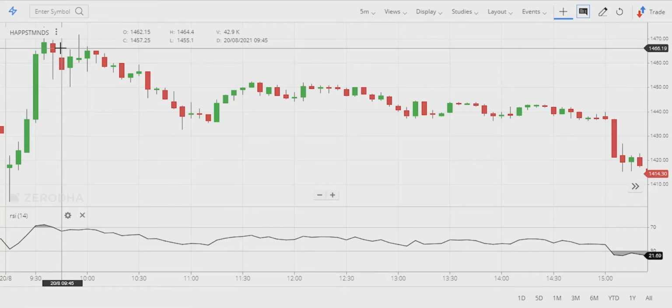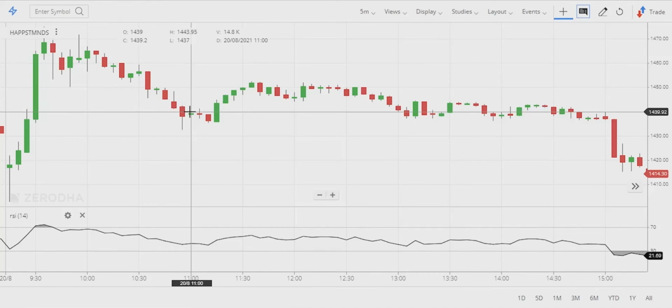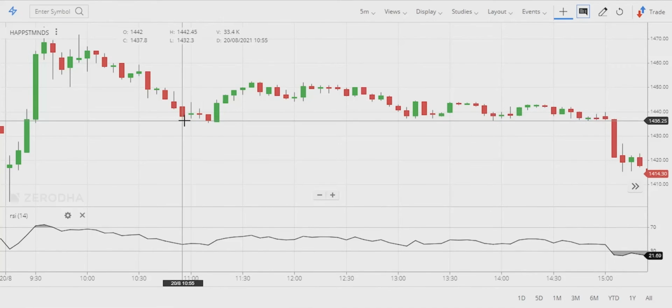So we are shorting here at 1466. Our target profit will be, let's say, 2%, so it will be around 1436. We have shorted here, so 1436 means our target profit will hit here.